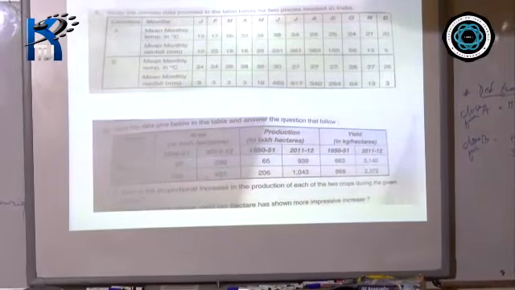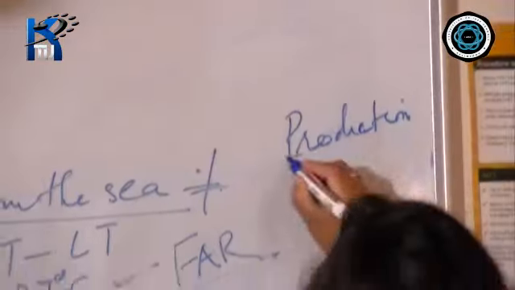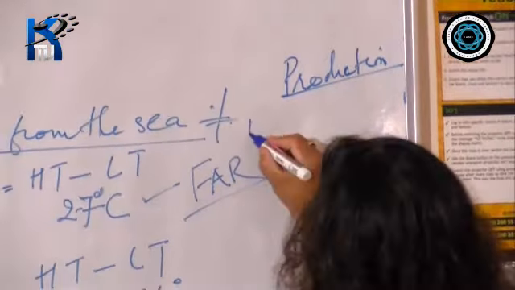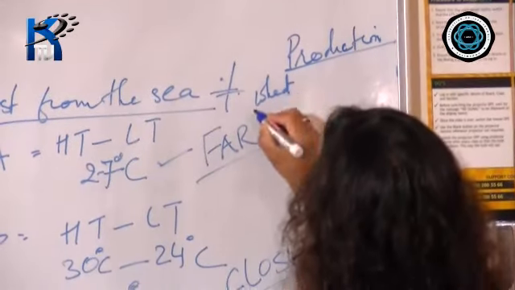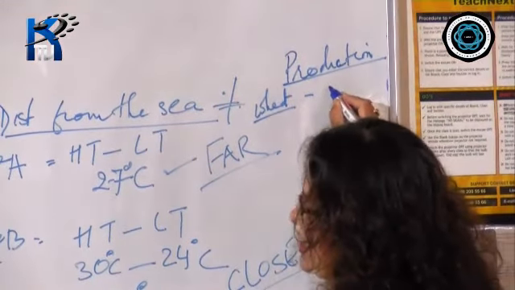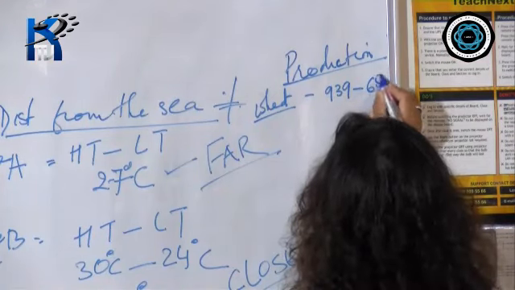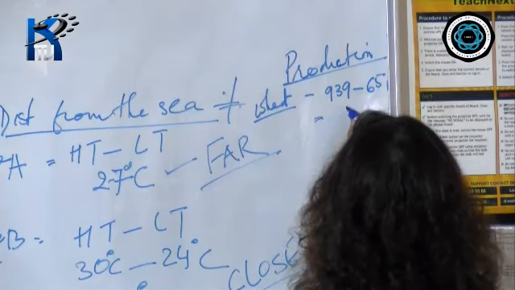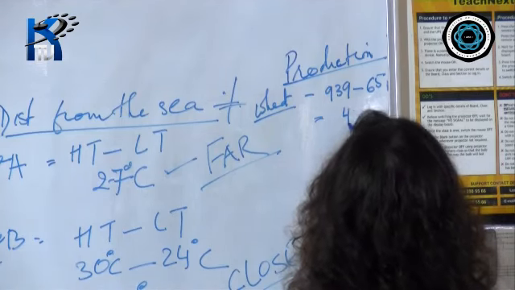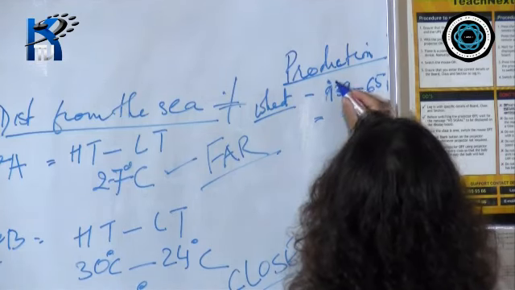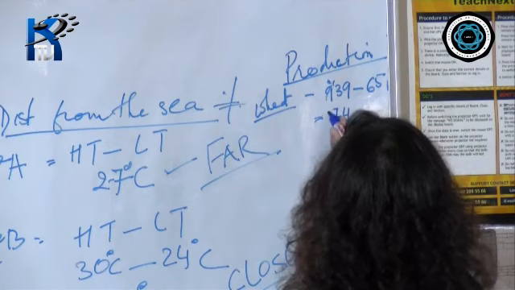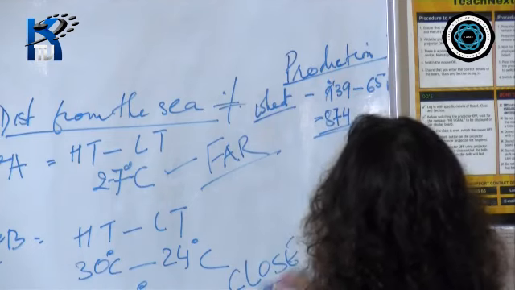Now, supposing they have asked you about the production, simple. Supposing they ask you about the wheat, what to do is, you take 939, subtract that by 65, and then you get the answer, I think 874 for wheat.